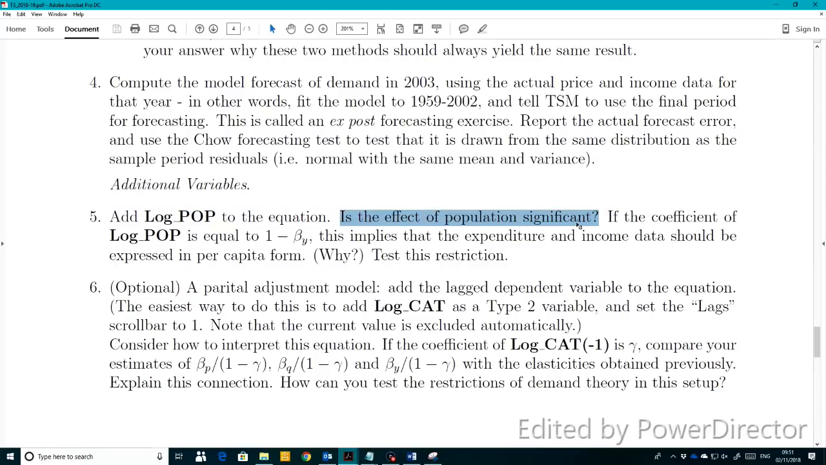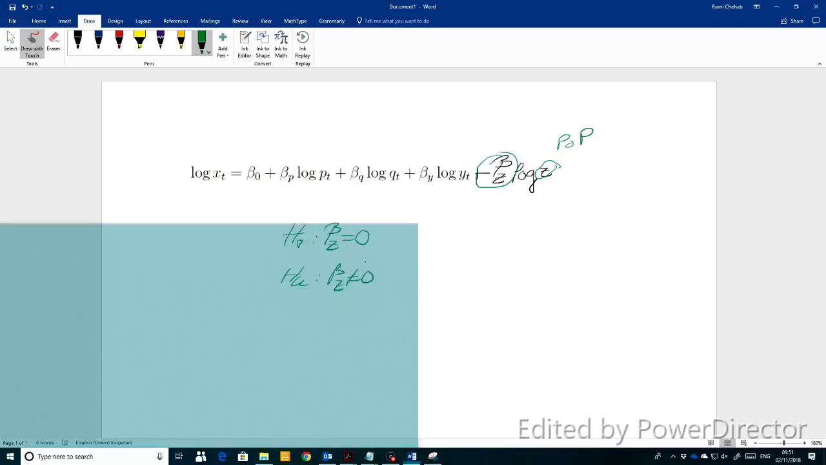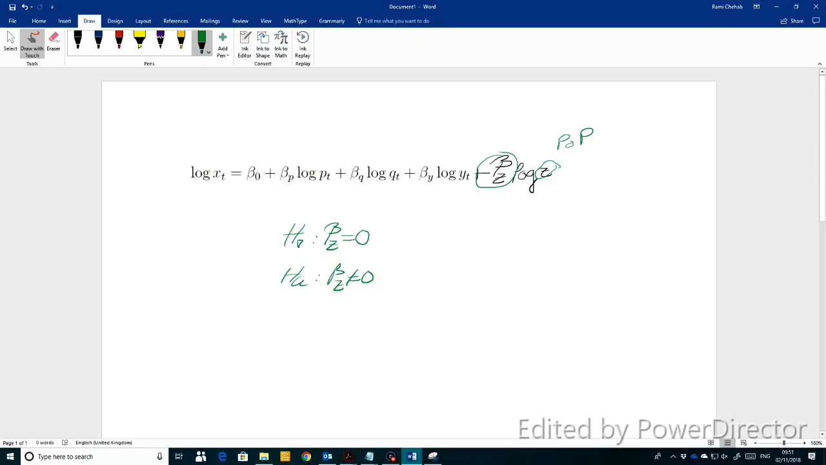So the first thing we want to do is test if the effect of this beta z is significant. What we mean by significant is that our null hypothesis would be that beta z is equal to 0, and the alternative is that beta z is not equal to 0. We want to do this test in TSM, so let's go ahead and open TSM.